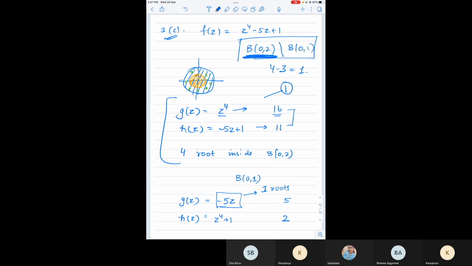Yes or no? Is it fine? Yes, ma'am. And 4 minus 1, 3. Oh, sorry. Yeah, 4 minus 1, 3. Total roots are 3.